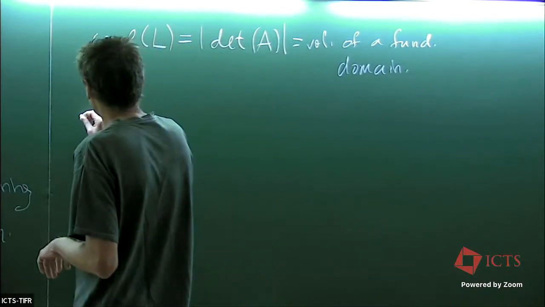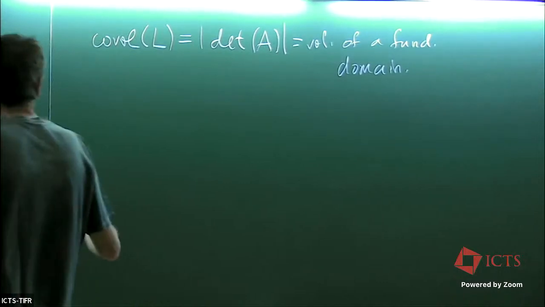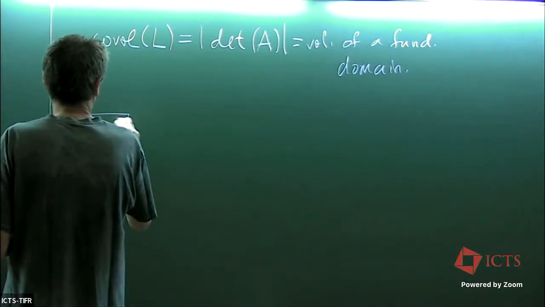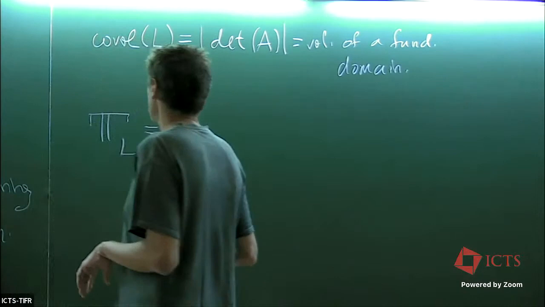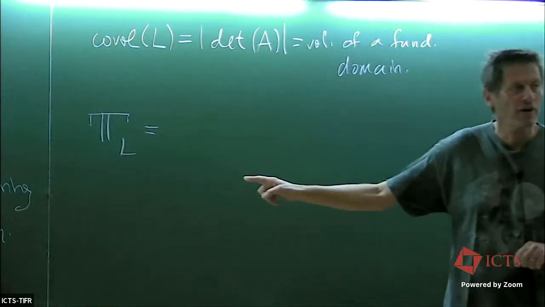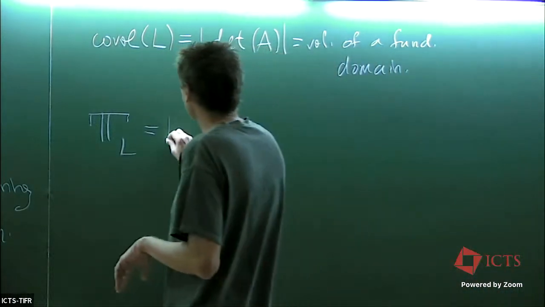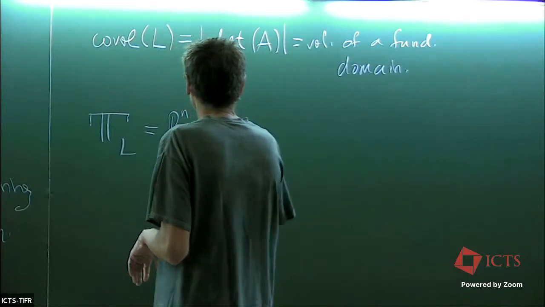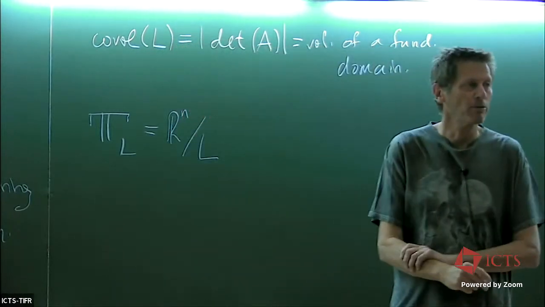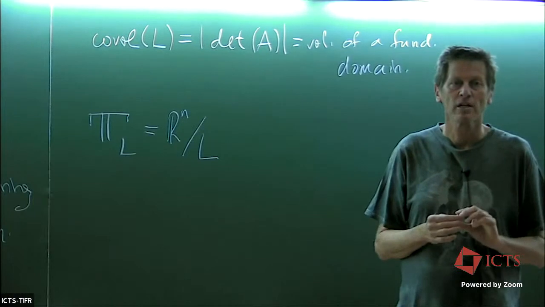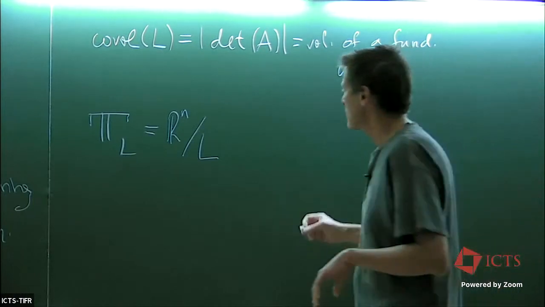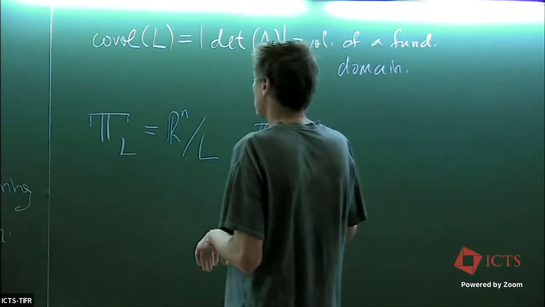Let's let, maybe I'll put this still on this board, the torus defined by L be the quotient of Rn by L. So topologically, this is a torus, but its geometry depends on the specific lattice that we choose. Pi is the projection.